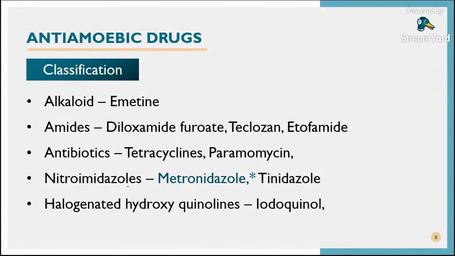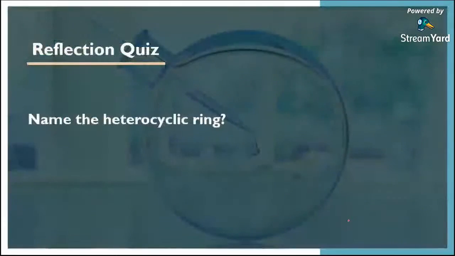Another class is the halogenated hydroxyquinolines. For example, iodoquinol. Halogenated hydroxyquinolines. So quinoline has a hydroxy group and is halogenated. An example of it is iodoquinol.